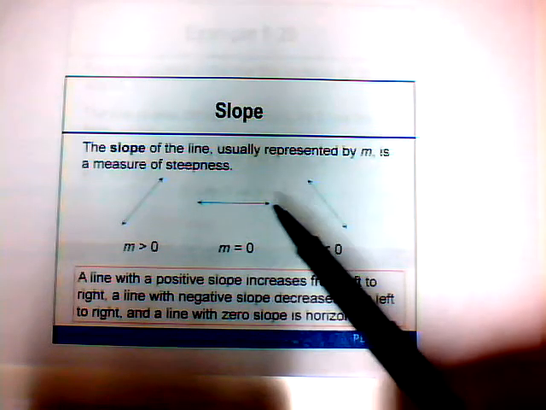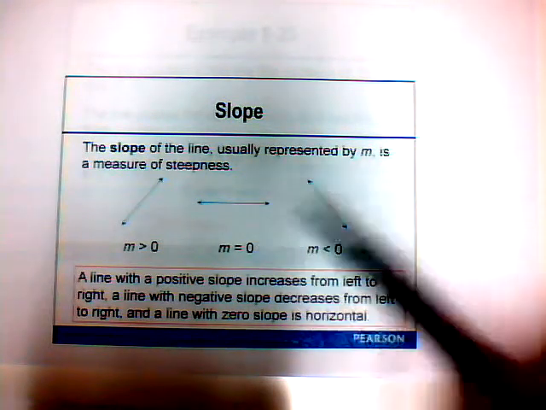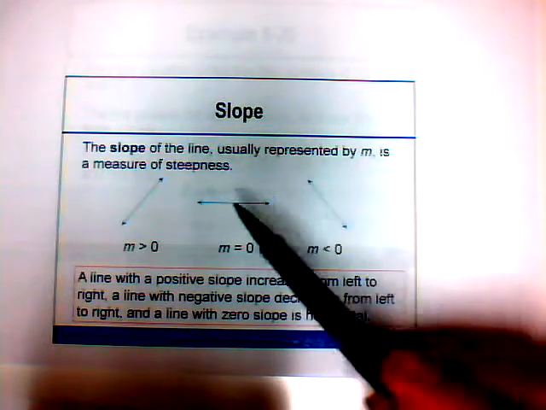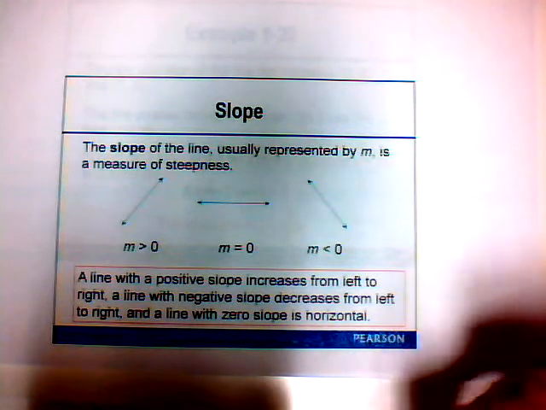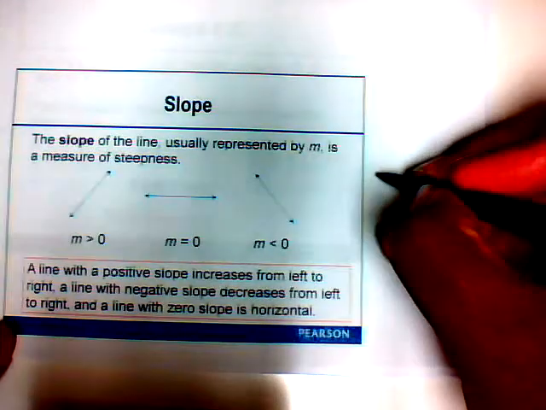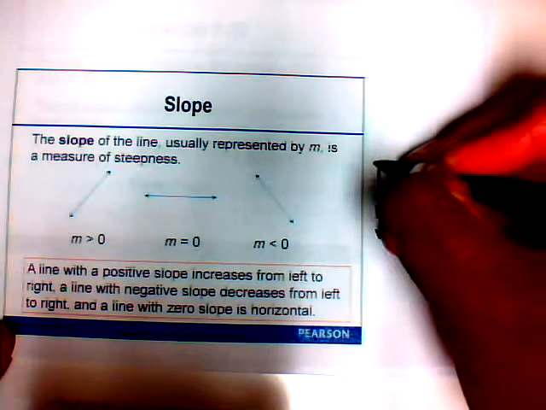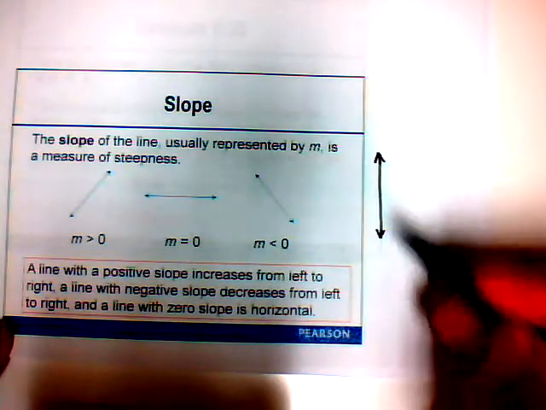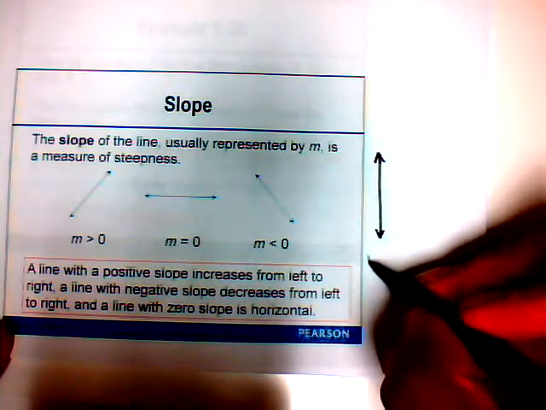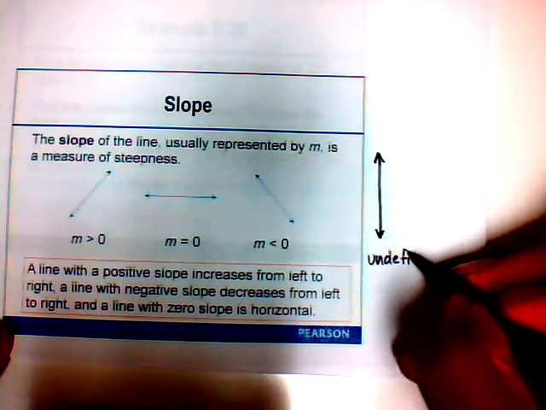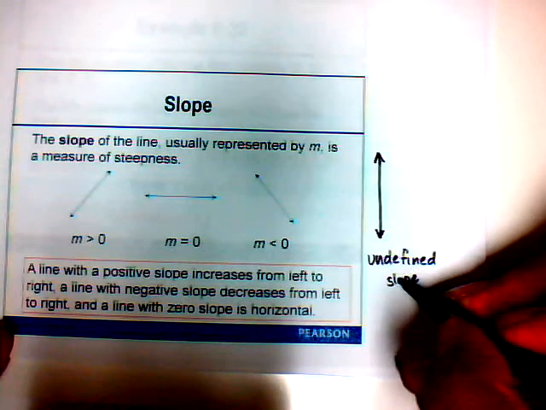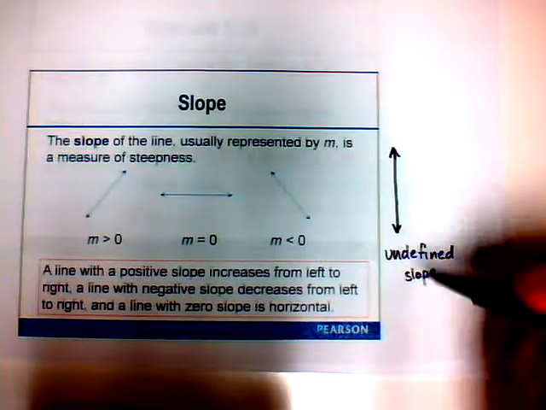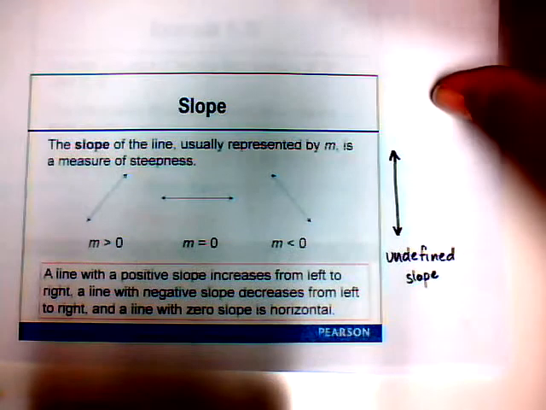And in the middle, you see a horizontal line that we talked about earlier. A horizontal line means that your slope is 0. So a line with a 0 slope is horizontal. And I also want to mention, if you have a vertical line like this, a vertical line means that your slope is undefined.